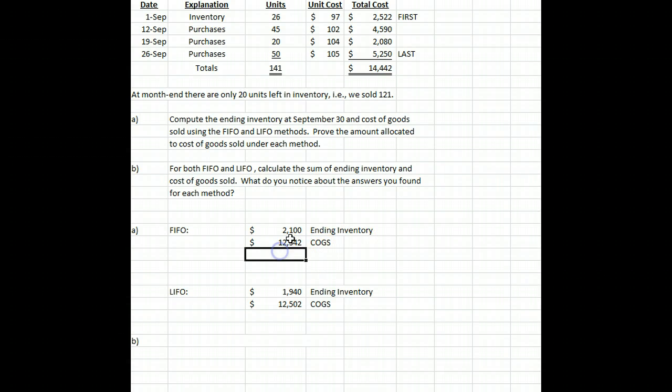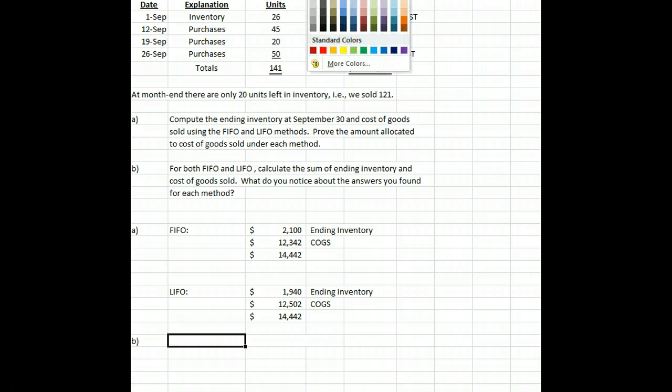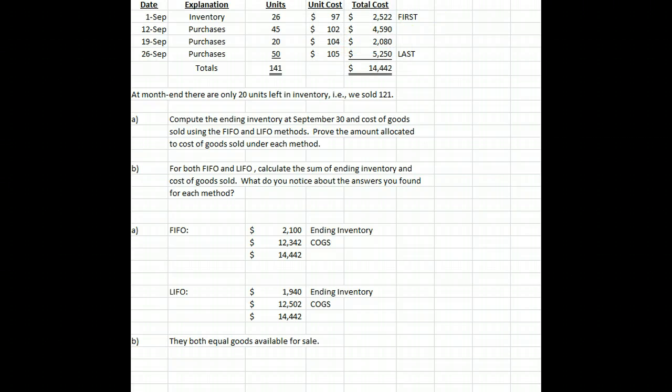And if we add these together, we add the ending inventory and the cost of goods sold for FIFO and for LIFO, we end up with a total of $14,442. That's our total goods available for sale. So part B to the question says, what happens when you do that arithmetic? Well, we discover that the sum of ending inventory plus cost of goods sold is equal to our goods available for sale, which is the 14,442.